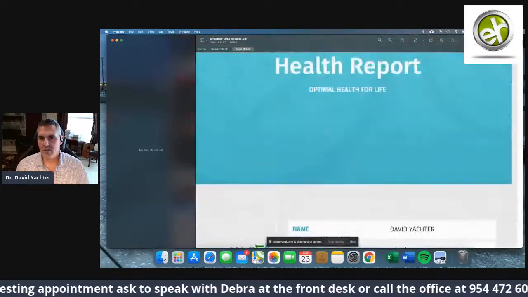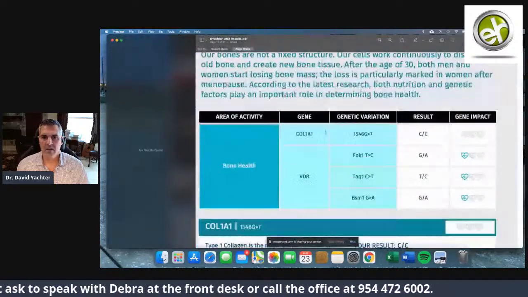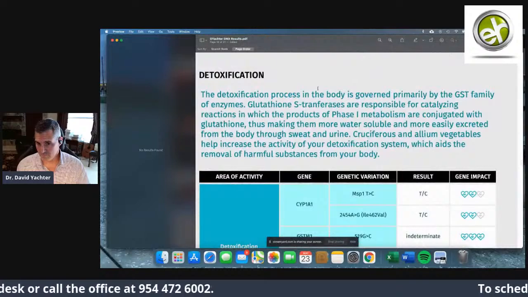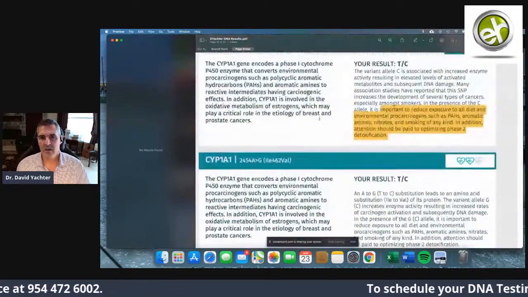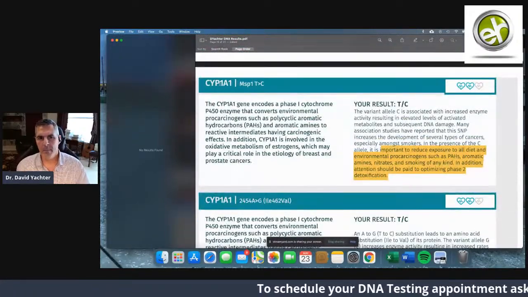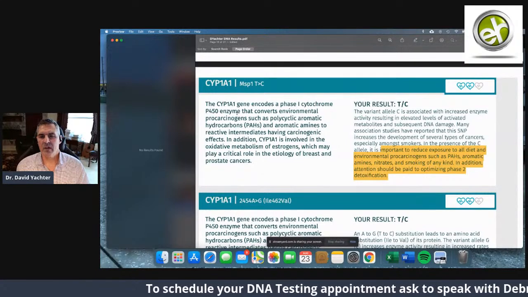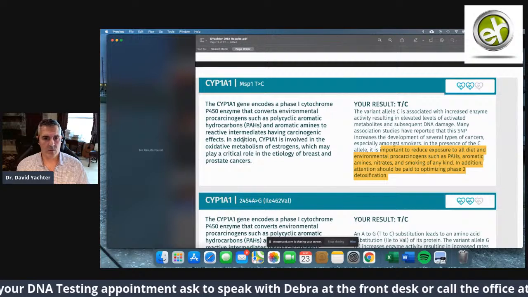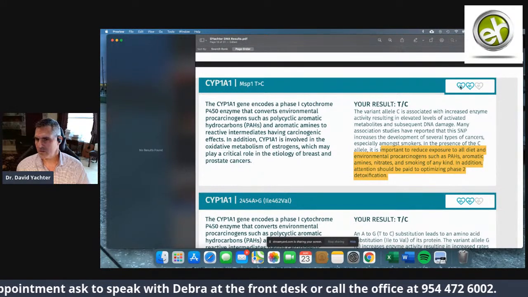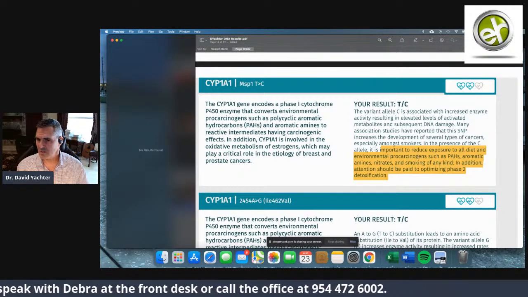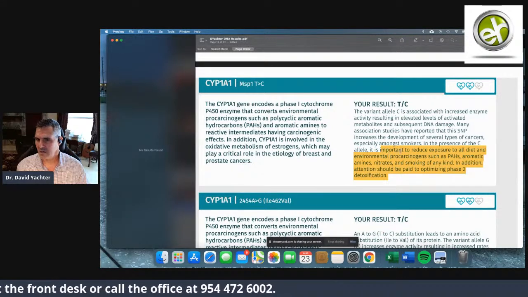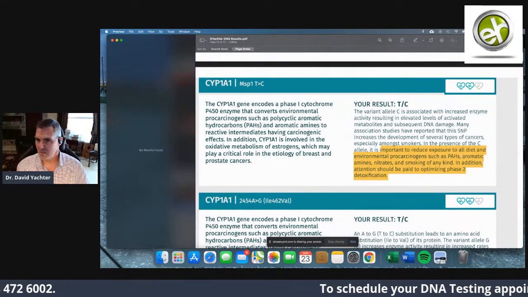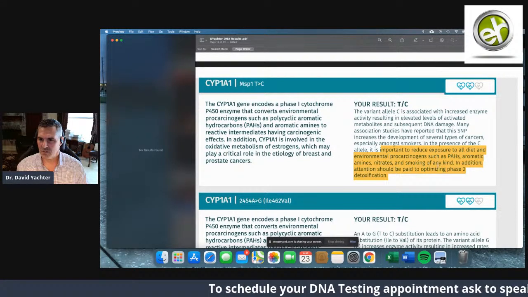And then we go on to the health report, some other things that show you bone health, detoxification. Here's an important one. So detoxification genes, this one, CYP1A1, shows how your body deals with toxins and how it's going to respond and react to that with a high risk genetic profile. For this particular individual, it is indicated that it's important to reduce exposure to all diet and environmental pro-carcinogens such as PAH, aromatic amines, nitrates, and smoking of any kind.